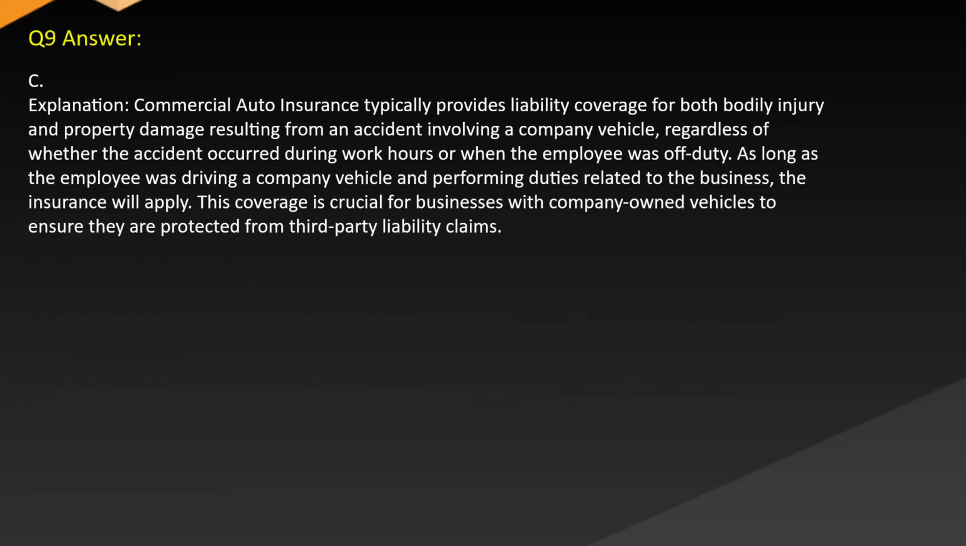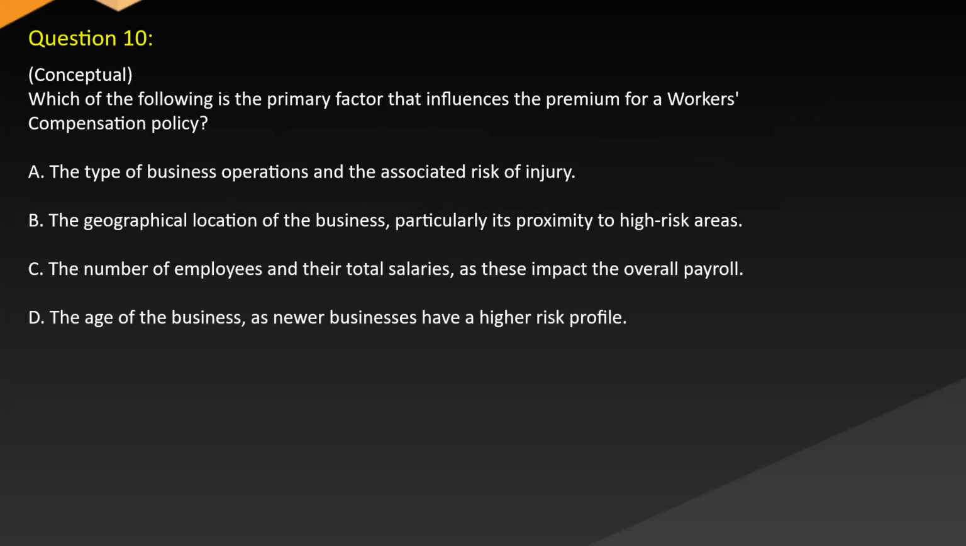Answer: C. Explanation: Commercial auto insurance typically provides liability coverage for both bodily injury and property damage resulting from an accident involving a company vehicle, regardless of whether the accident occurred during work hours or when the employee was off duty, as long as the employee was driving a company vehicle and performing duties related to the business. The insurance will apply. This coverage is crucial for businesses with company-owned vehicles to ensure they are protected from third-party liability claims.